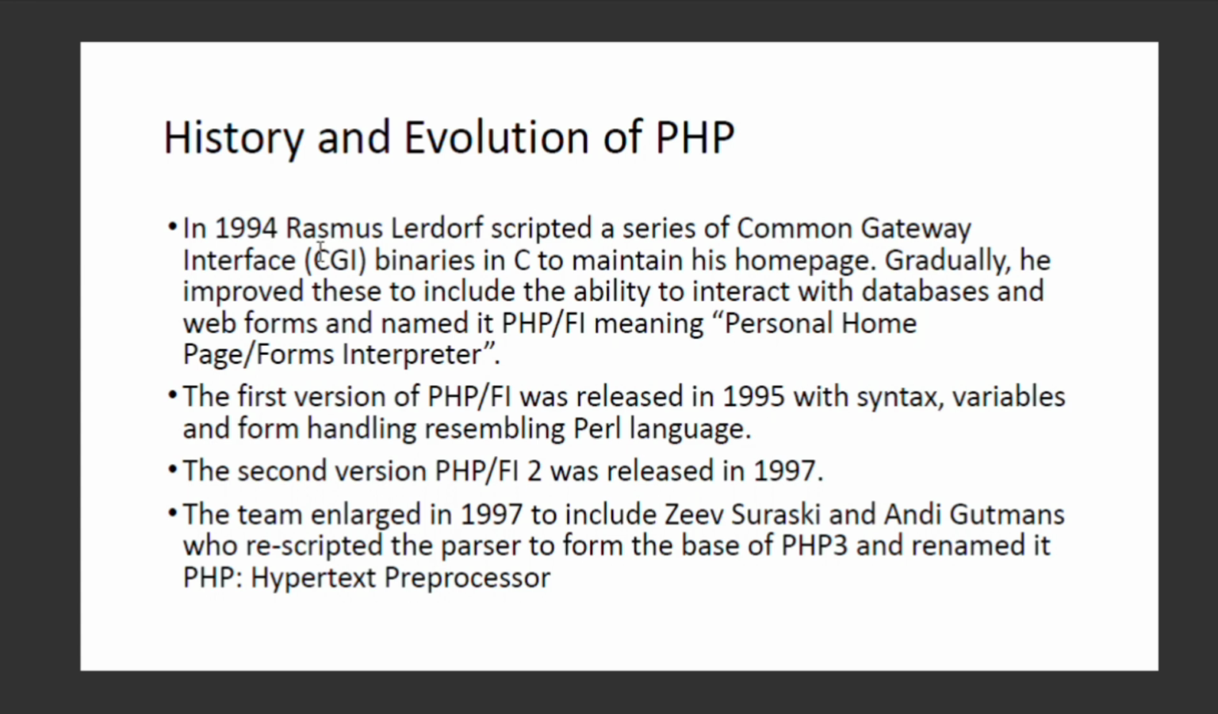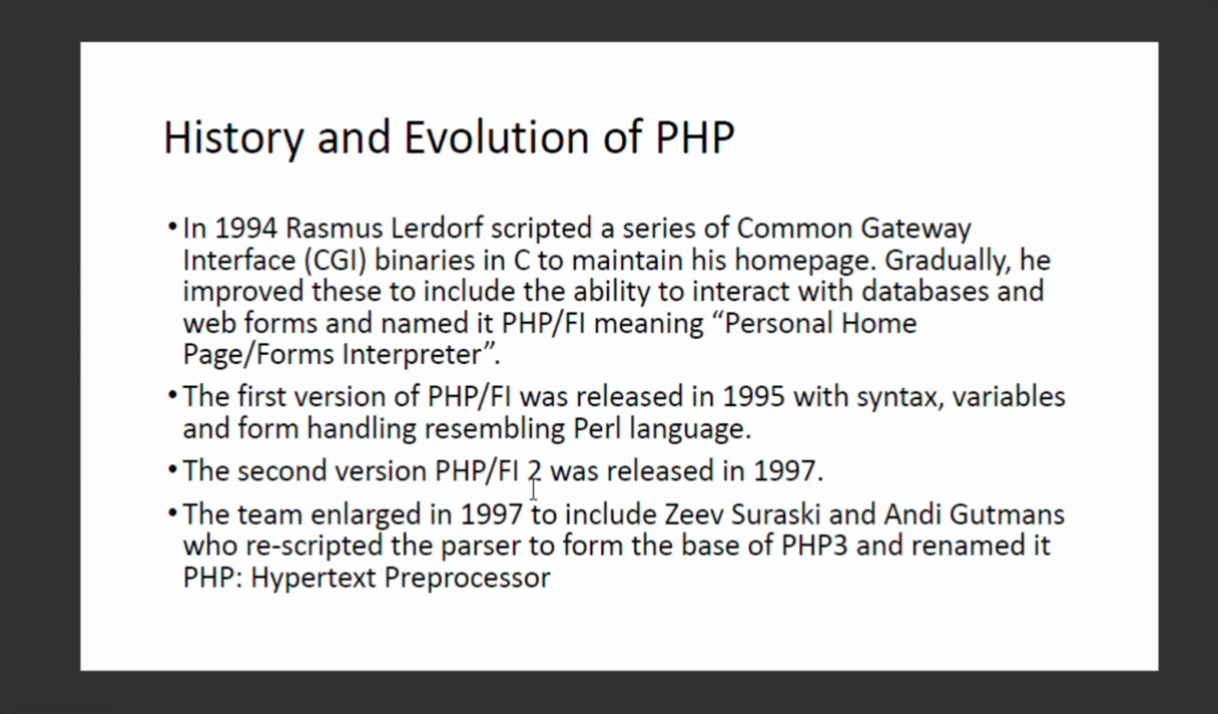In 1994, Rasmus Lerdorf scripted a series of Common Gateway Interface binaries in C to maintain his home page. Gradually, he improved this to include the ability to interact with databases and web forms and named it PHP/FI, meaning Personal Home Page or Form Interpreter. The first version of PHP was released in 1995 with syntax, variables and form handling resembling the Perl language.